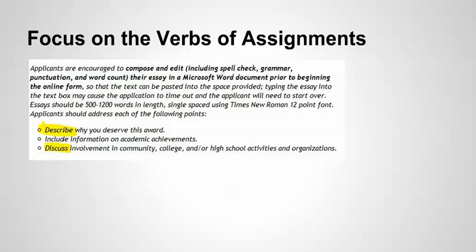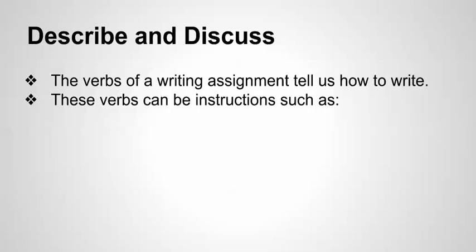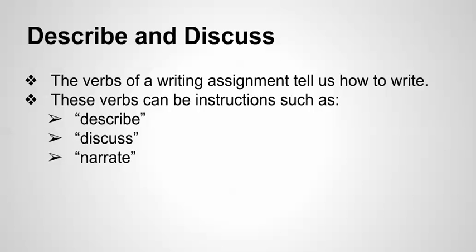In this case, our scholarship essay is asking us to do two things. The first is describe, and the second is discuss. So those are the things that we're going to focus on today. Describe and discuss. These are the verbs of the writing assignment that tell us how to write, and they also indicate what we're supposed to write. These verbs can be instructions such as describe, discuss, narrate, compare, define, etc.